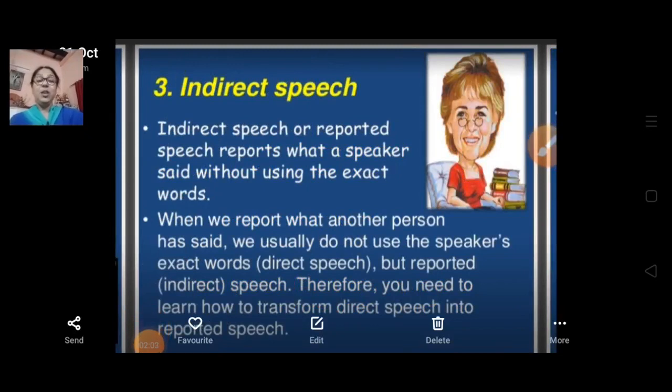Now, indirect speech. Indirect speech, or reported speech, reports what a speaker said without using the exact words. When we report what another person has said, we usually do not use the speaker's exact, or direct, words. Therefore, you need to learn how to transform direct speech into reported speech. So, as you all know, this is our topic of today, and today we are going to learn the rules to transform direct to indirect speech.